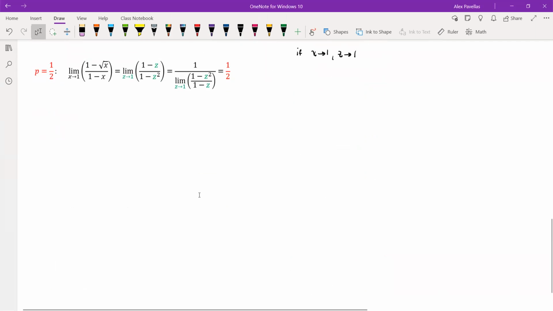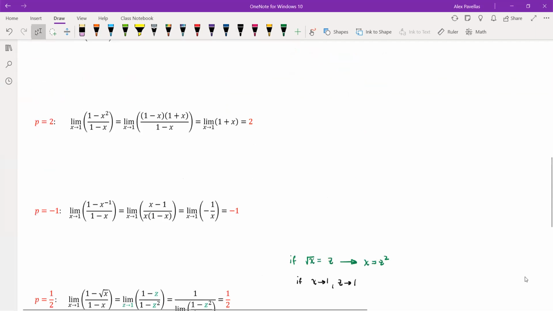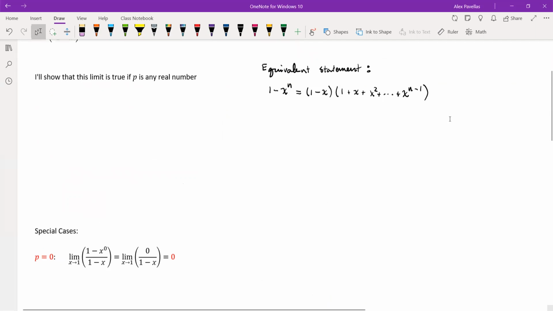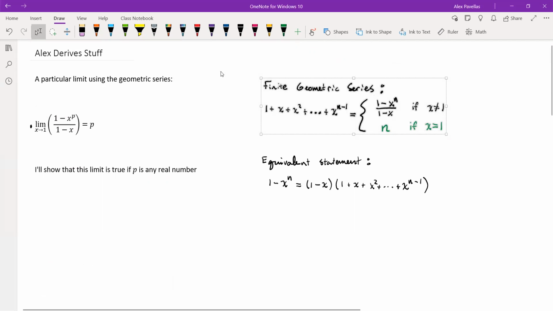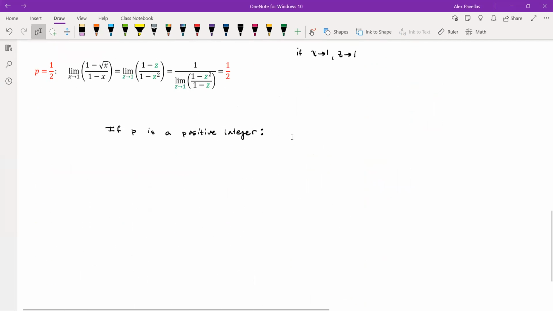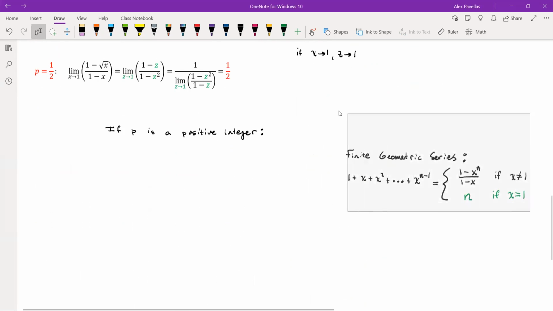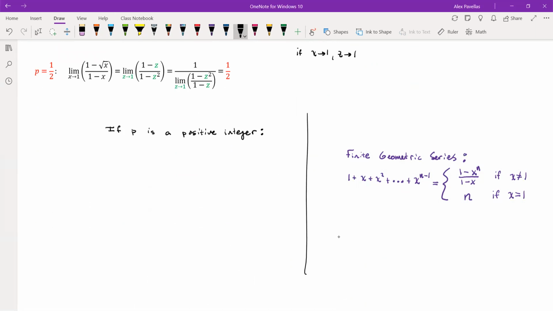Okay, so this limit, if p is a positive integer, so 1 or 2 or 3 or 4, here's what that looks like. And again, I'm going to grab my finite geometric series thing, not the equivalent statement, this thing. So Control C, and I'll put this over here, maybe I'll make it purple. Okay, there we go. And so if p is a positive integer, here's what we've got. So p equals n, where n is 1 or 2 or 3 or 4, etc.